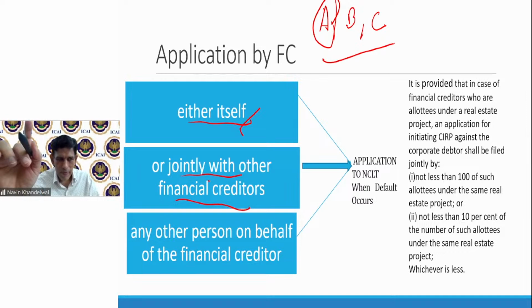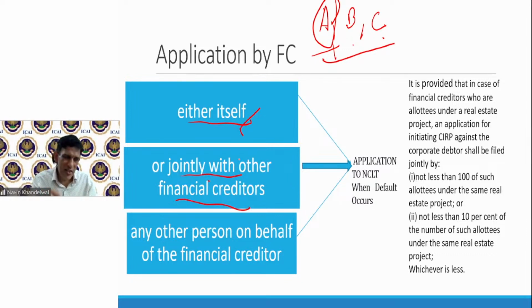The answer is yes. The law does not say that the default should happen with B or C, then only B and C can join. If there's a default in payment of loan to A, and A is making an application, then B and C along with A can jointly file. Jointly file means you have to file an application at the court and ask the court that please, based on this application, the documents, the evidences which I am producing to you, please admit the company, the corporate debtor, into insolvency and let the process of insolvency start.